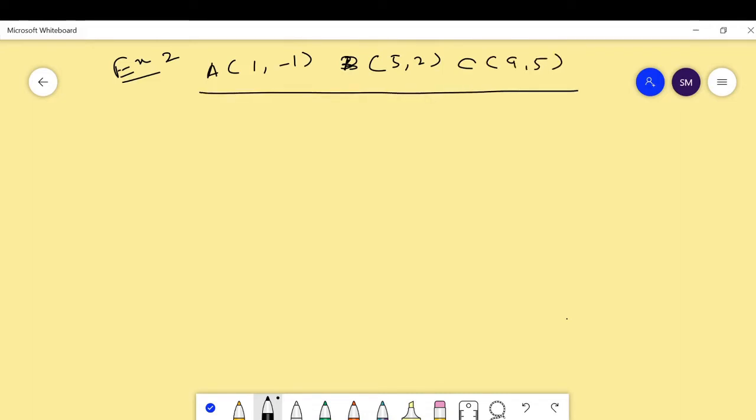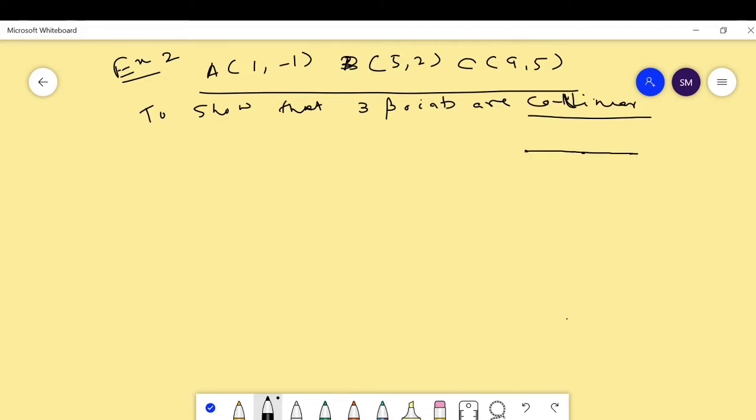At first, try to understand the question. What does the question ask? We have to prove that these 3 points are collinear. Collinear means the 3 points lie on the same line.